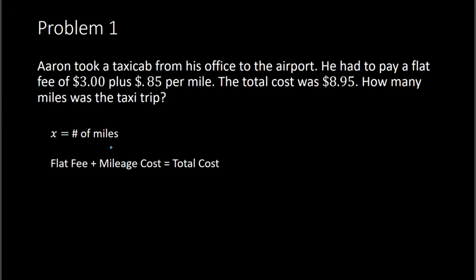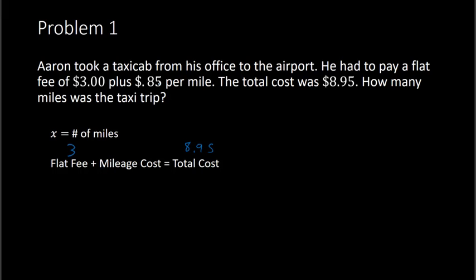From here we can plug in numbers. The flat fee is $3. The total cost was $8.95. And the tough part is figuring out how to write this mileage cost. So it says 85 cents per mile. So if he travels 1 mile, it's 85 cents times 1. If it's 2 miles, it's 85 cents times 2, or $1.70. 3 miles, 85 times 3, etc.